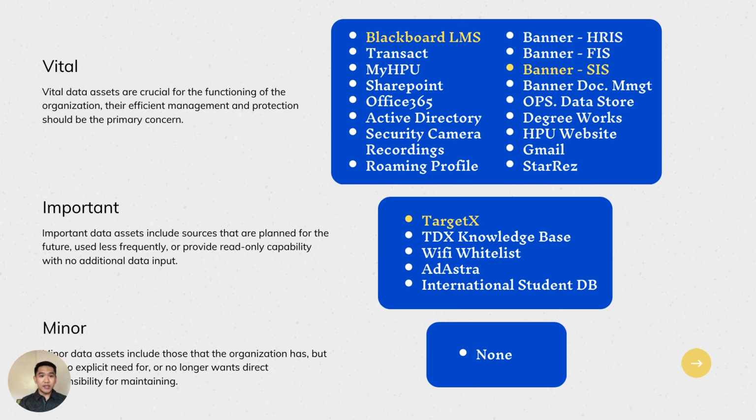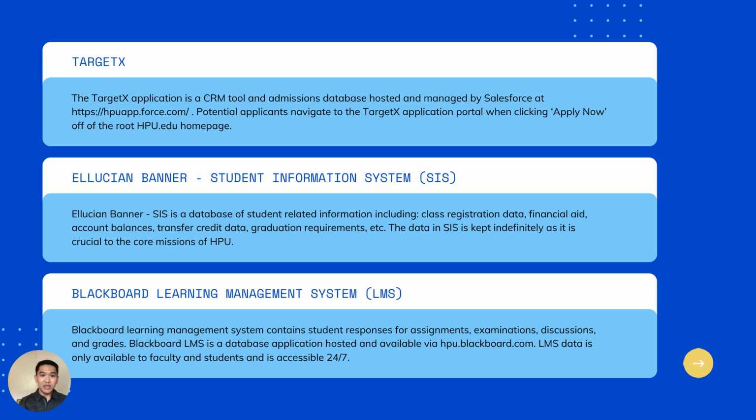They are Blackboard LMS, Banner SIS, and Target X. Target X is an admissions database that stores data about HPU applications. Application data and admissions decisions data is transferred to SIS during the admissions process. Ellucian Banner SIS is one of the 4 banner assets used by HPU. SIS is a database of student information, including registration, financial aid, and graduation requirements. Blackboard LMS provides 24/7 access to student assignments, exams, discussion boards, and grades.